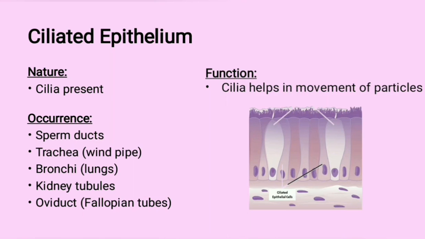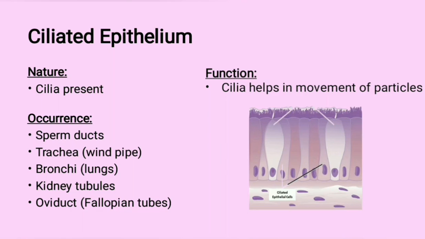The rhythmic concerted beating of the cilia moves solid particles such as bacteria, sand particles or other impurities which are present in the environment. It moves those solid particles in one direction through the ducts. So this was our last type of epithelium tissue. We have discussed the 5 types of epithelial tissues, their nature, where they are found, their structure and their function.